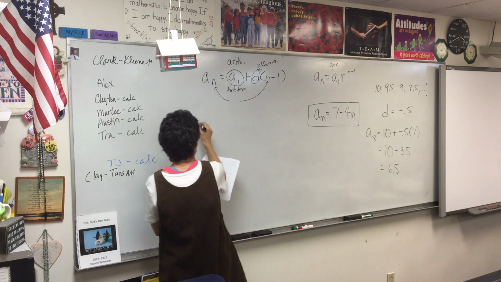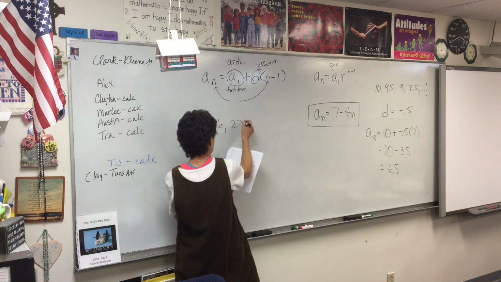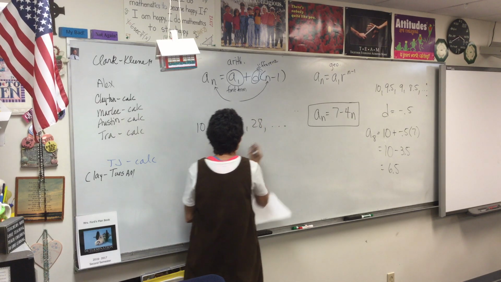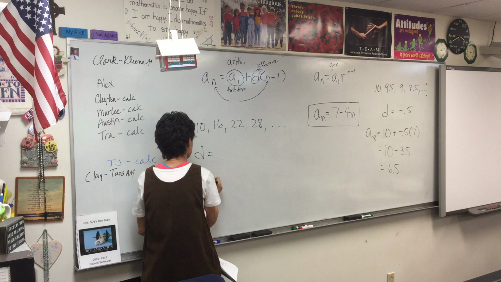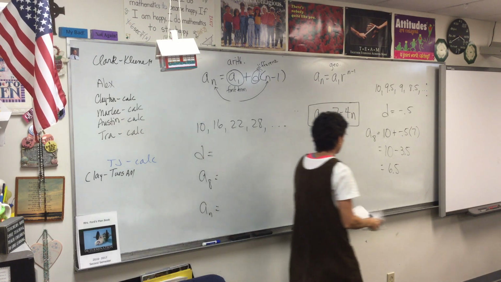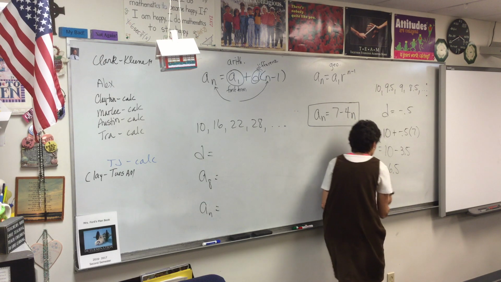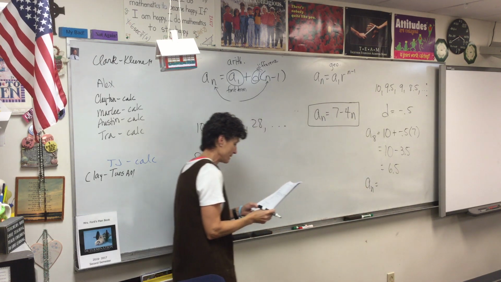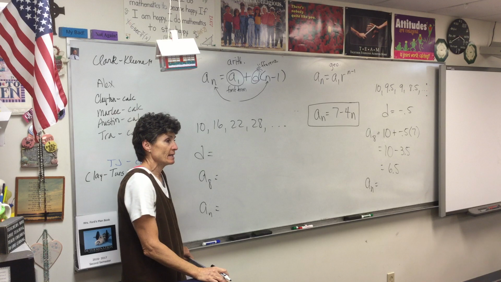So let's do that next one. Same thing. We want to find D, A sub n. Oh, wait. I haven't done A sub n for that one yet. I have to find A sub n. This is back to problem B. The last part says find A sub n.